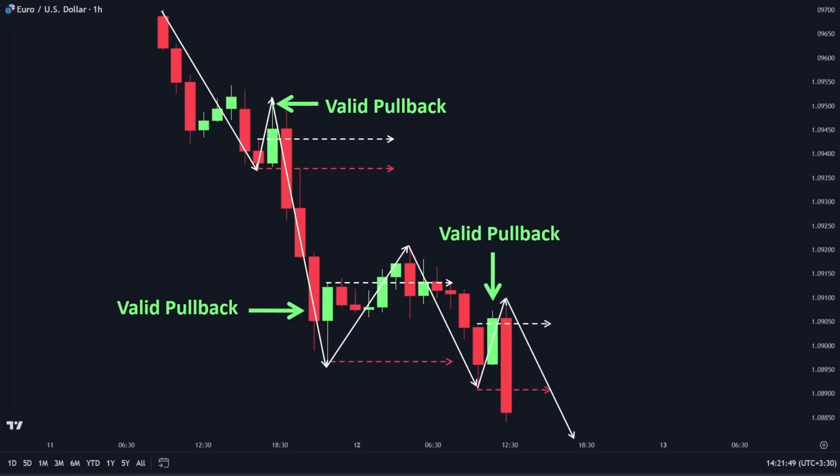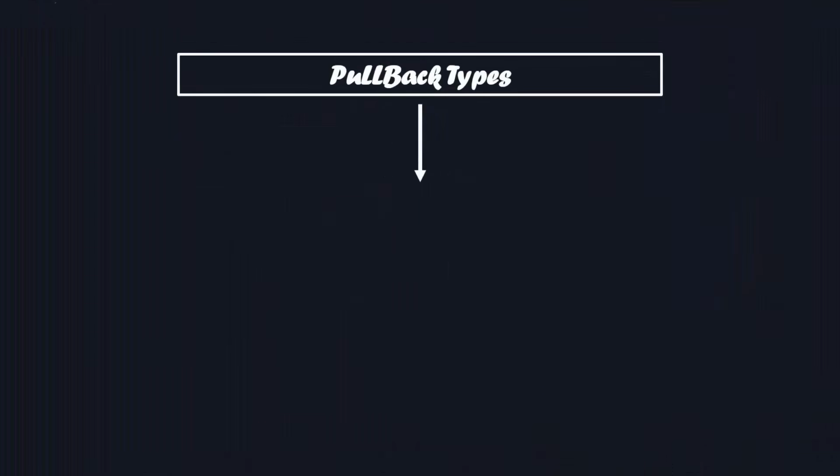Now that we've understood the basic logic behind valid pullbacks, we can move into the advanced section, where we explore pullback types and how to trade them effectively. Pullbacks generally fall into 3 models: aggressive, corrective, and sweeping. Let's start with the aggressive pullback.